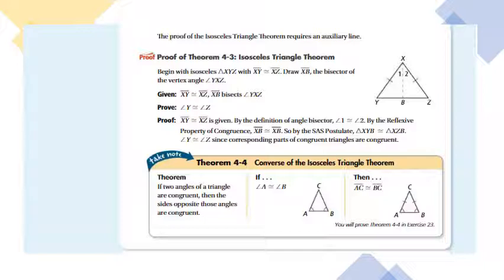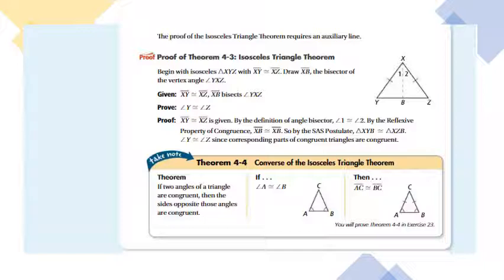Because it's what? It's a common side, and we know that any side is congruent to itself. By what? By the reflexive property of congruence. So by the SAS postulate, the two triangles are congruent. If the two triangles are congruent, then the corresponding sides and angles are also congruent. So angle Y is congruent to angle Z, since corresponding parts of congruent triangles are congruent, and that's it.